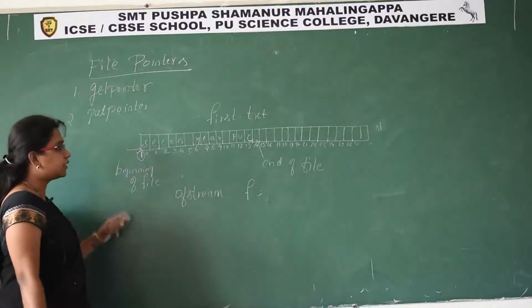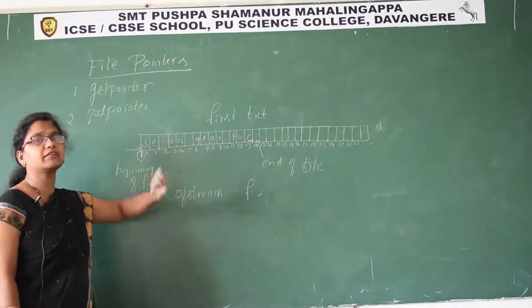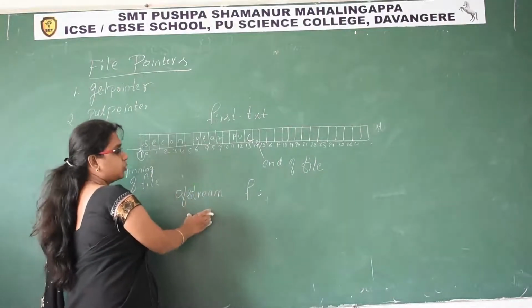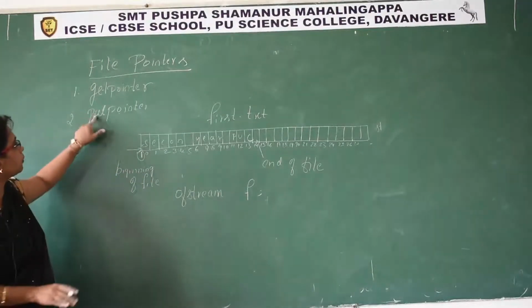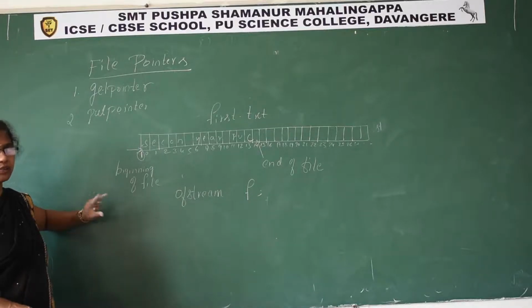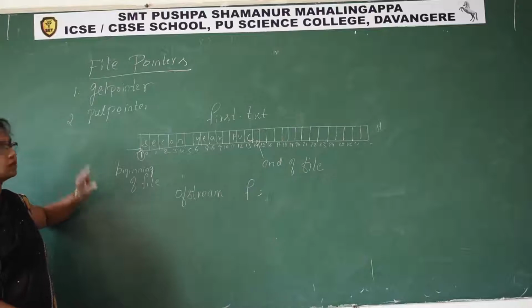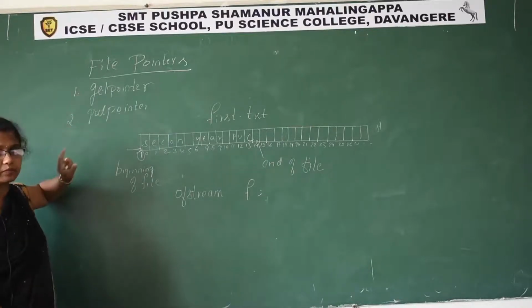Let us understand the default positions of these pointers when I open a file in different modes. Now I open this file in a write mode. So which pointer is working now? Put pointer. When you open a file in write mode, the put pointer will be working. When you open a file in a read mode or input mode, the get pointer will be there. Understood?